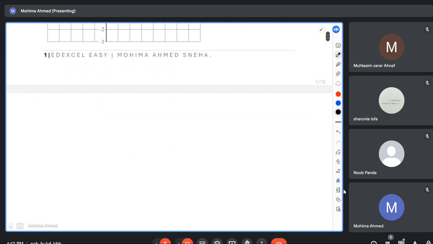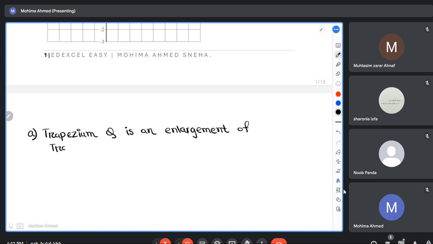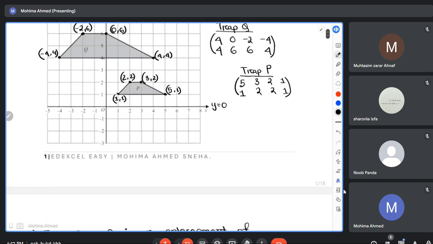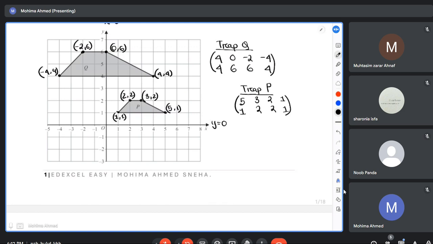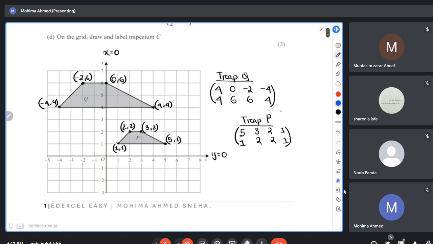So for part A, I'm going to write the answer over here. I'm going to write it down as trapezium Q is an enlargement of trapezium P. Another thing to mention over here: you are saying that trapezium Q is an enlargement of trapezium P. That means P was in the situation first, and then by modifying P, you got Q. Which actually indicates you are referring to trapezium P as the object, and by modifying trapezium P, you got the image, which is trapezium Q. So this is your object P and the image is Q.